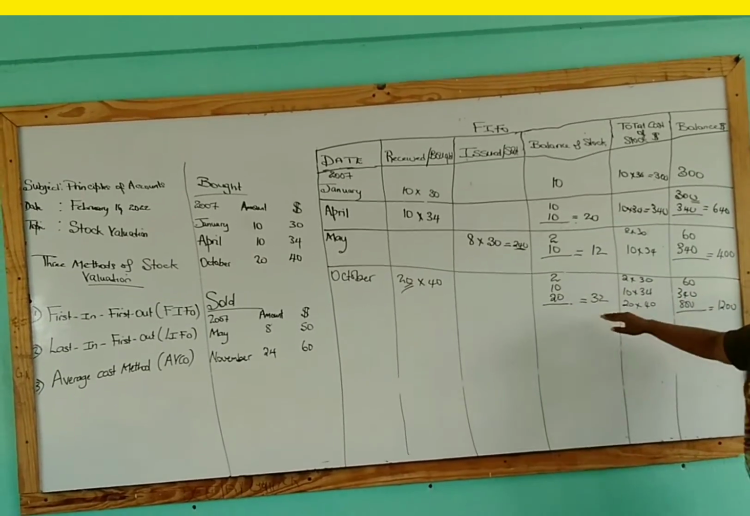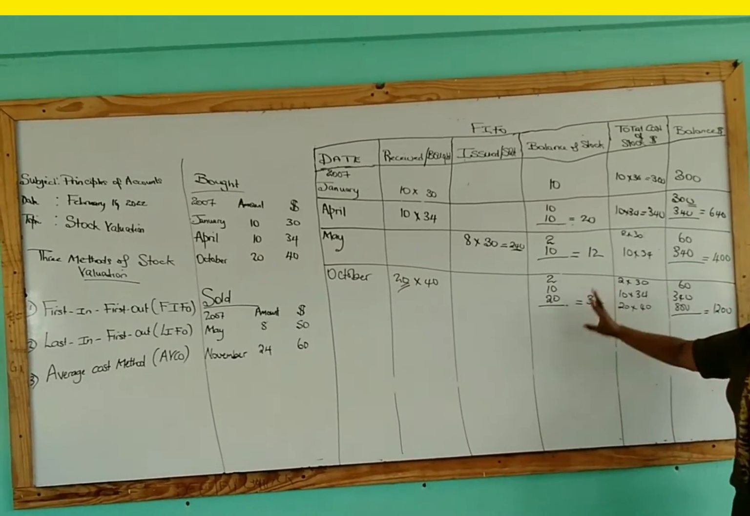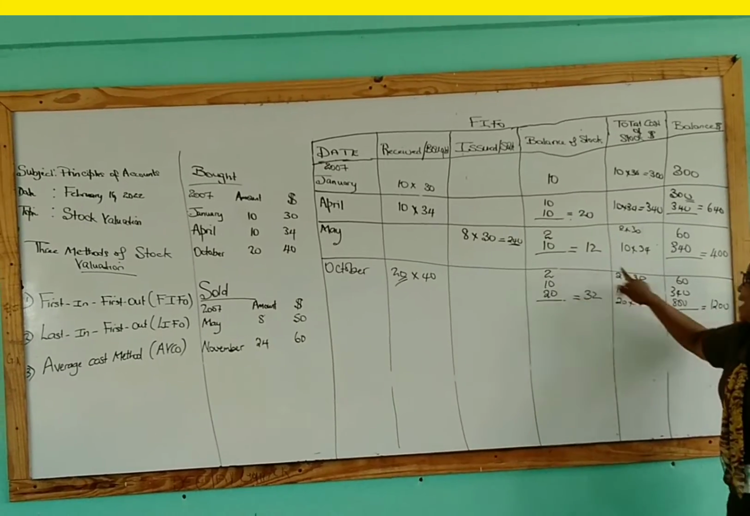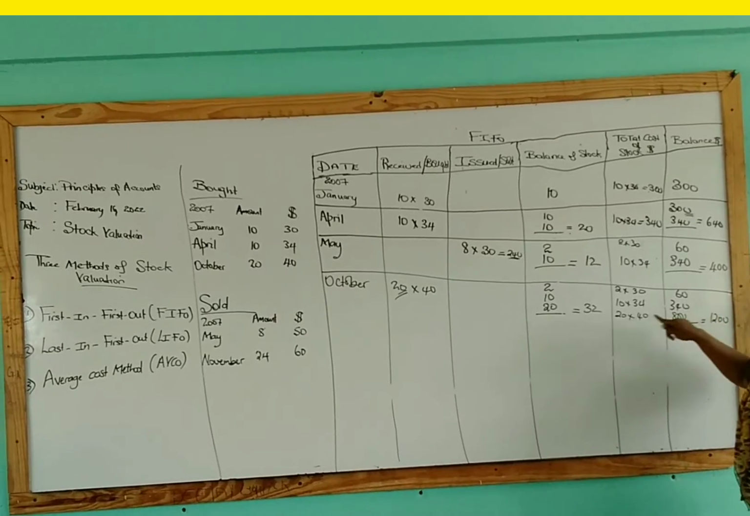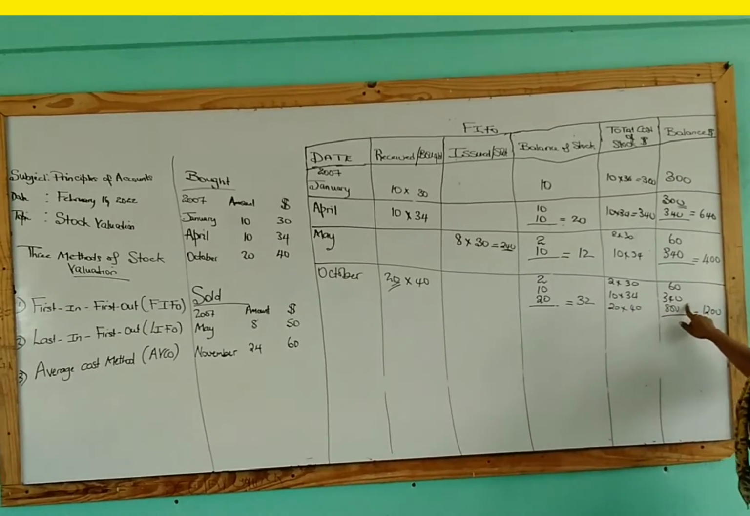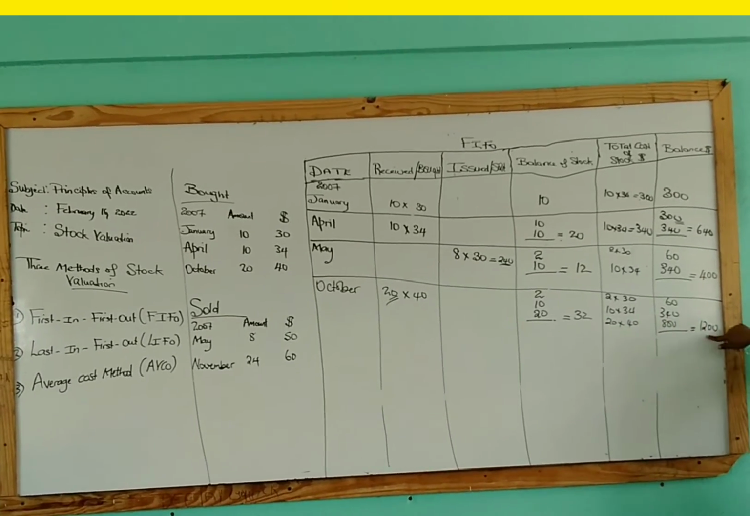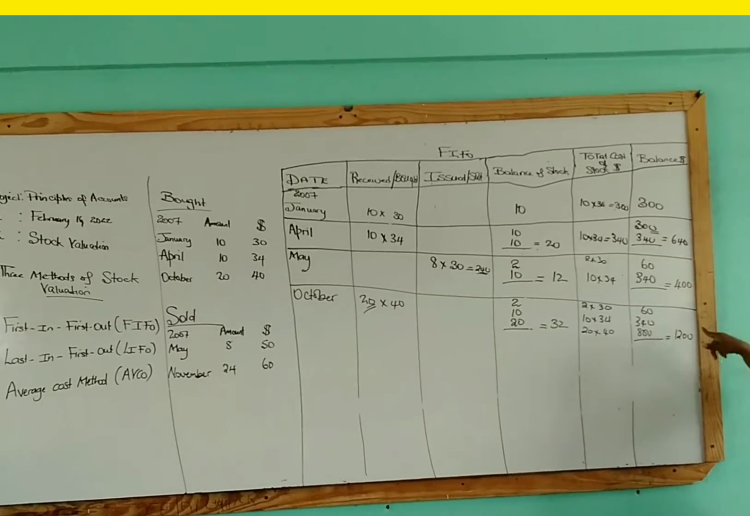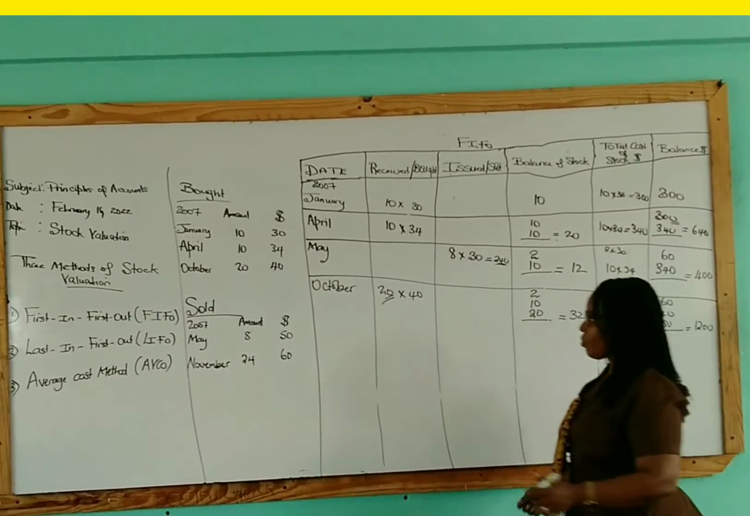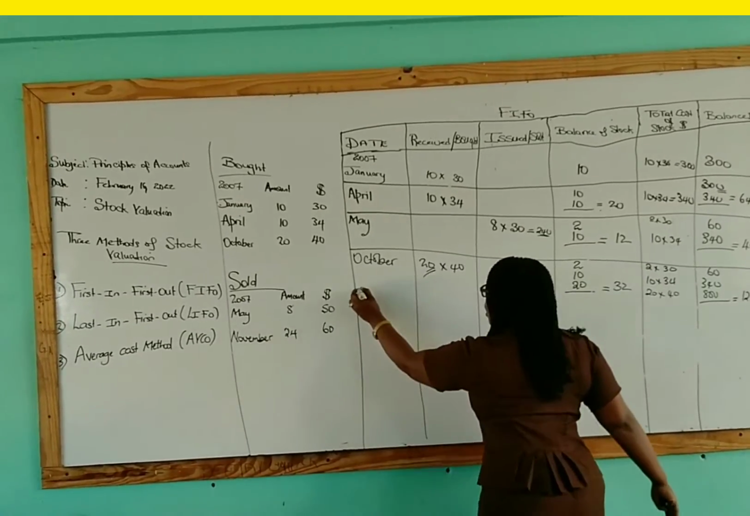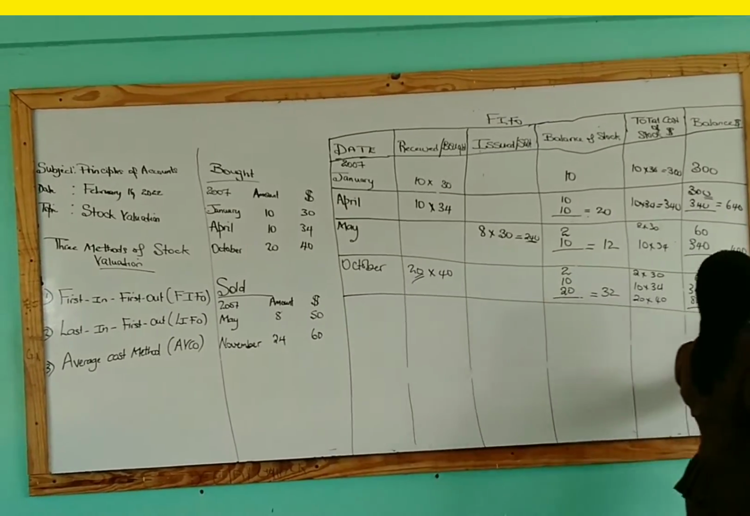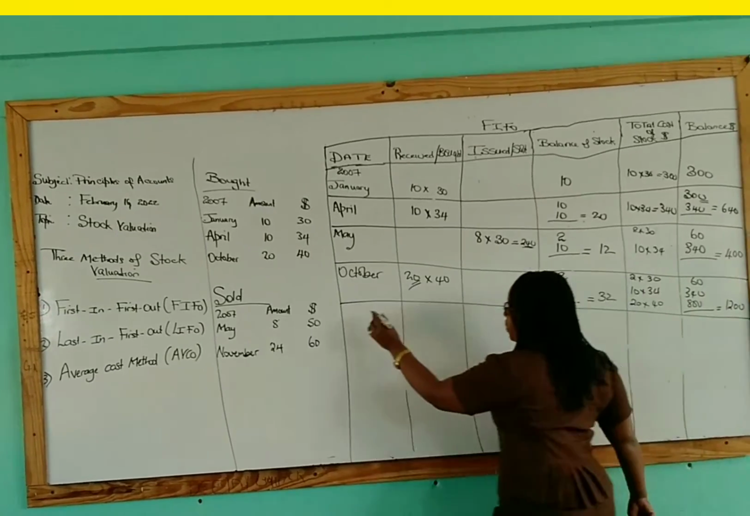But the 32 all have different prices. The 2 is at 30, 60. The 10 is at 34, 340. And the 20 is at 40, 800. When you add it up, the value of the stock in the storeroom is worth $1,200. And the last month to think about is November. So you draw a line to close out this month. And the last month is November.